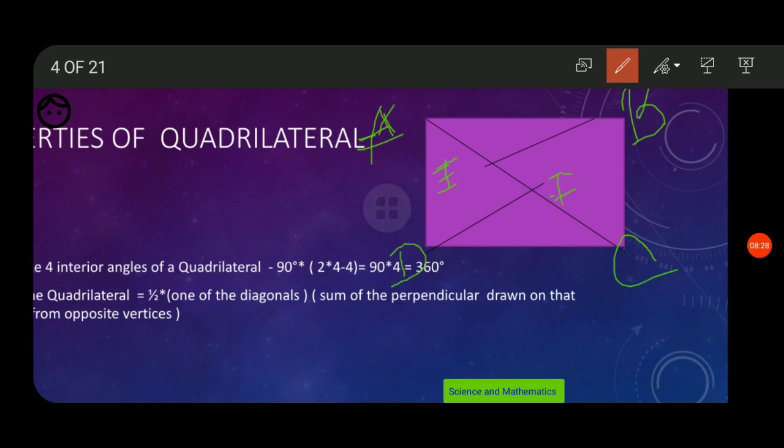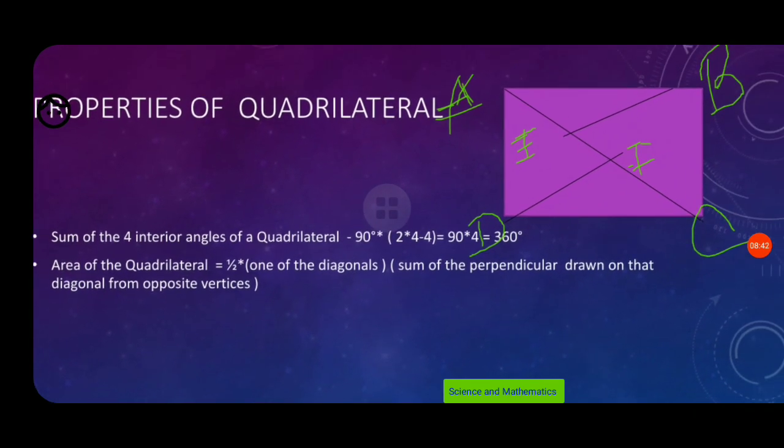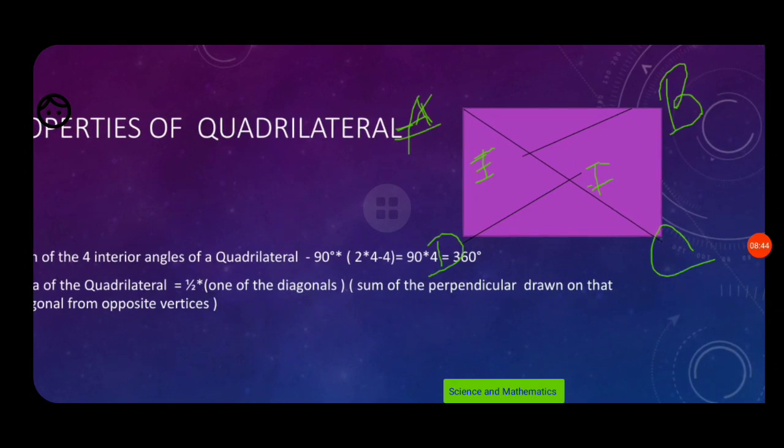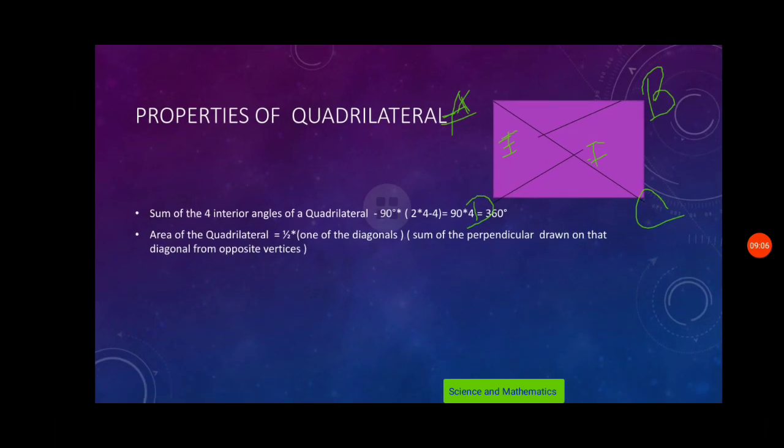Now what will be the formula? Half into AC into (DF plus BE), the sum of the two perpendiculars drawn from the opposite vertices. DF and BE are the two perpendiculars when you take the diagonal AC. So in this formula for area, on the basis of different properties, we can even make this formula very simple. Let's do it. Now we will have our properties of parallelogram, so let's move on to the next slide.